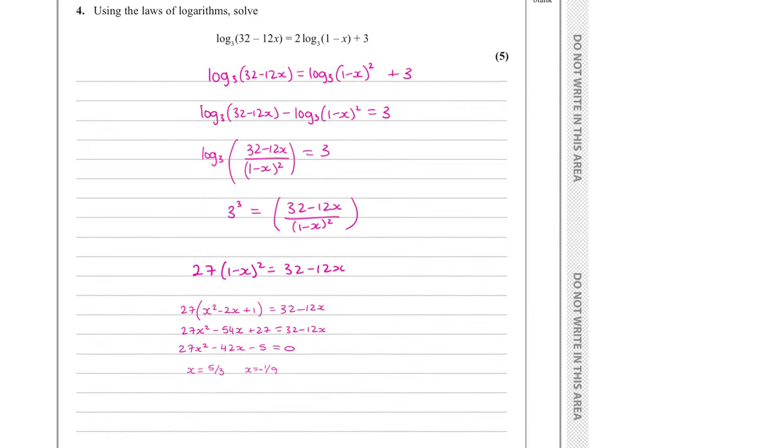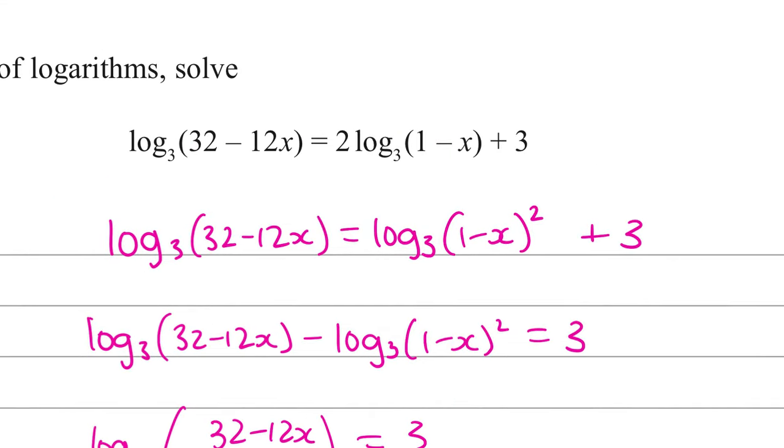So, guys, this is really important. We got 5 over 3 and minus 1 over 9. I know what you're all thinking. Let's reject the negative. Why? Yeah, because we can't have a negative log. No. This is correct, we can't have a negative log, but this is where this phrase has been taken out of context. We need to substitute it back into the original equation.